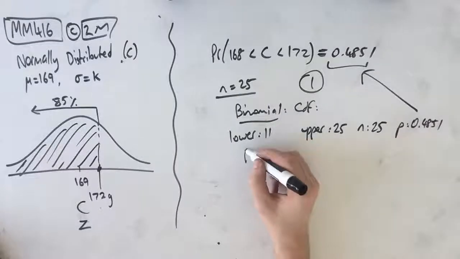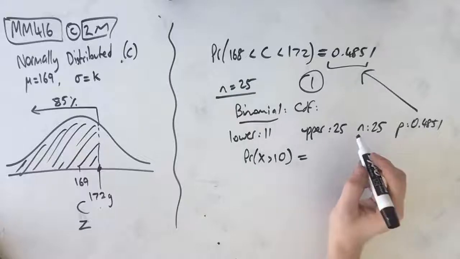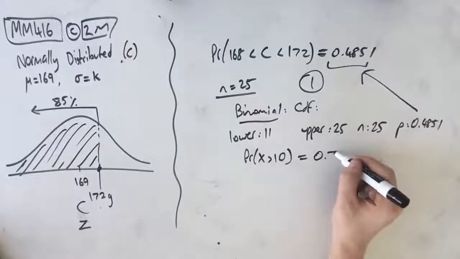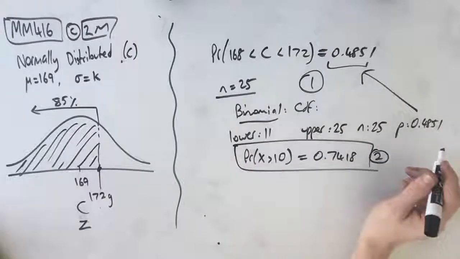And then plugging this into our CAS, we get the probability that x is greater than 10, or more than 10, being between that weight range is 0.7418, which is our second and final mark for part C.